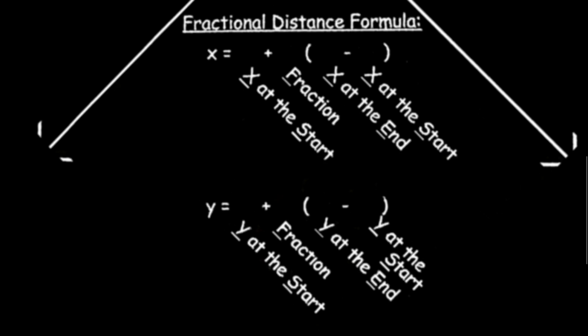So, solving for x starts with x at the start. I like to abbreviate that x with a sub s, plus the fraction, we'll just put a big F, times x at the end, x sub e, minus, again, x at the start, x sub s.